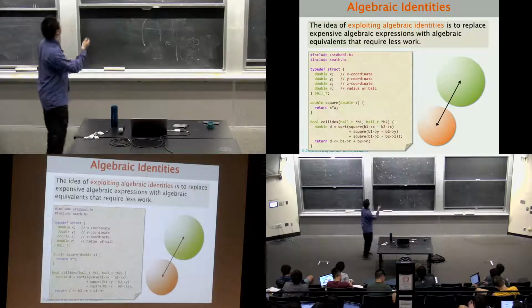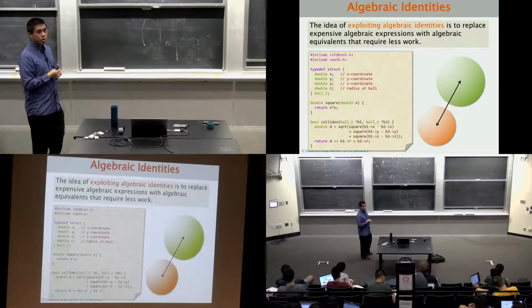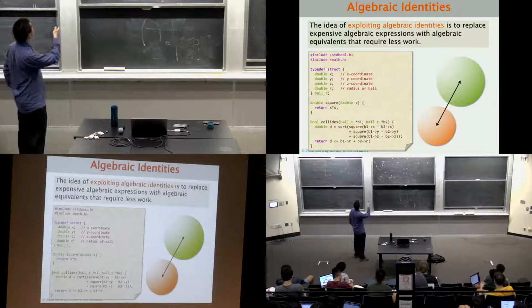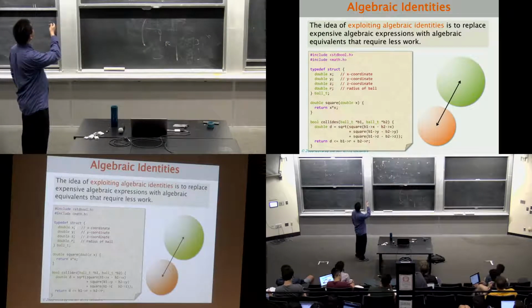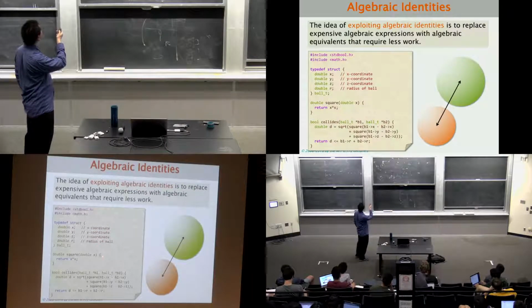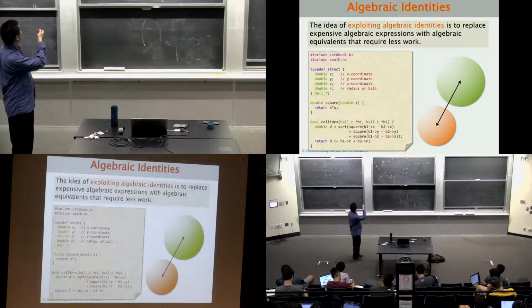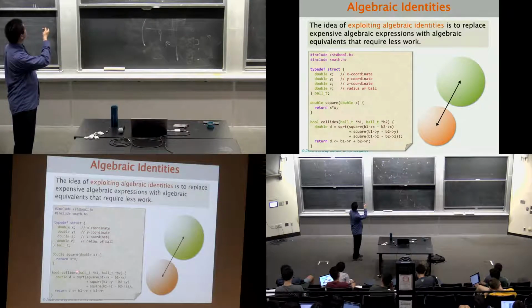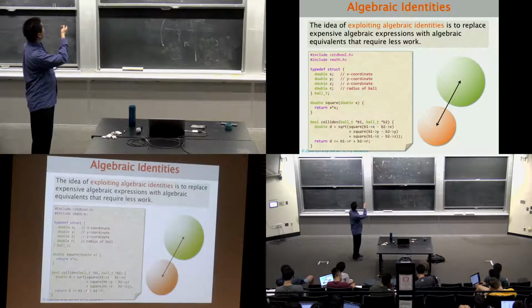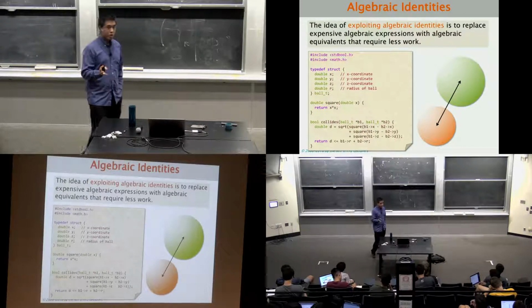So let's look at an example. Let's say we have a whole bunch of balls, and we want to detect whether two balls collide with each other. Each ball has an x-coordinate, a y-coordinate, a z-coordinate, as well as a radius. And the collision test works as follows. We set D equal to the square root of the sum of the squares of the differences between each of the 3 coordinates of the 2 balls.